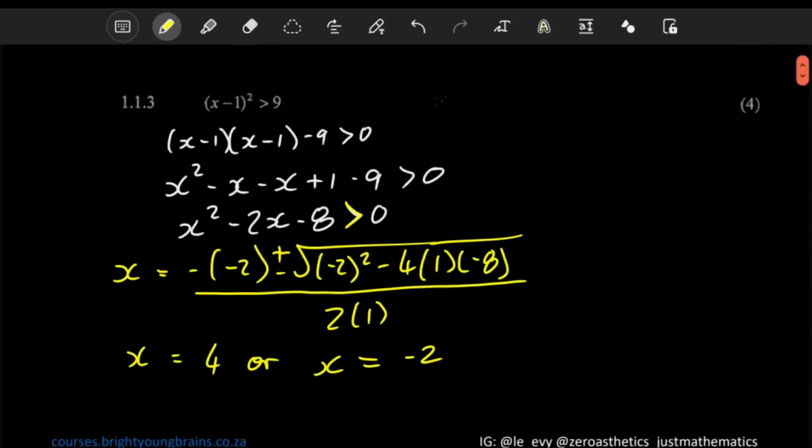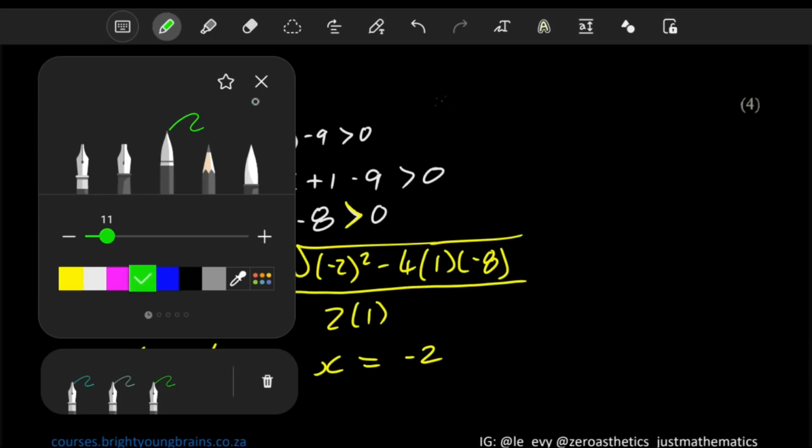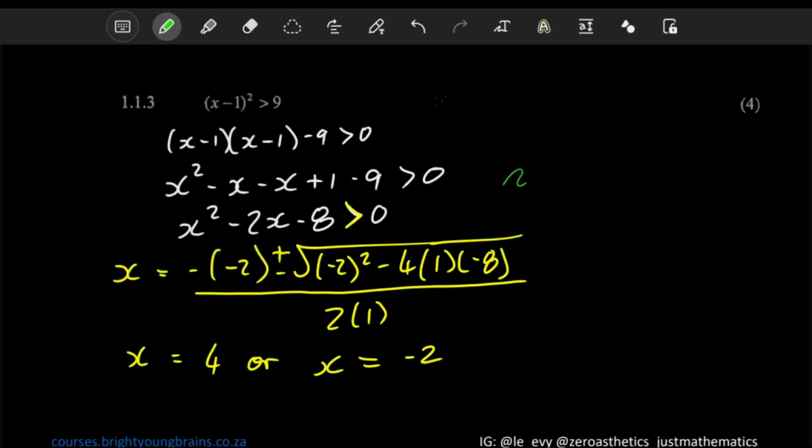So now that we've gotten the roots of our equation, this is something that I want to showcase. All you do is draw a number line. On this number line, take note that negative 2 comes first, and then 4 is going to be on this side. So in terms of answering this inequality, you need to work out where this function is above 0.